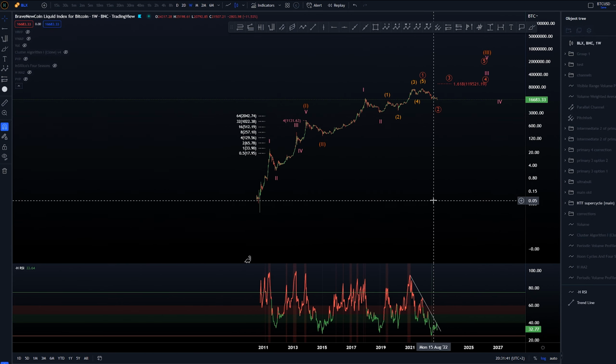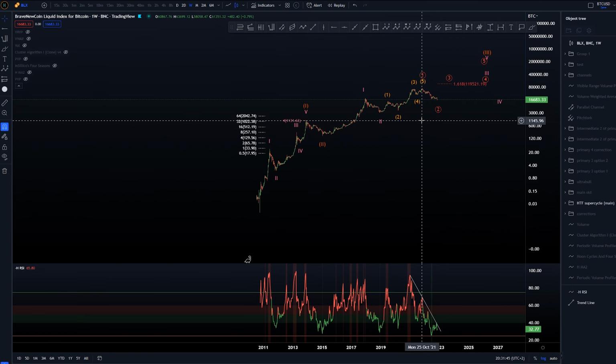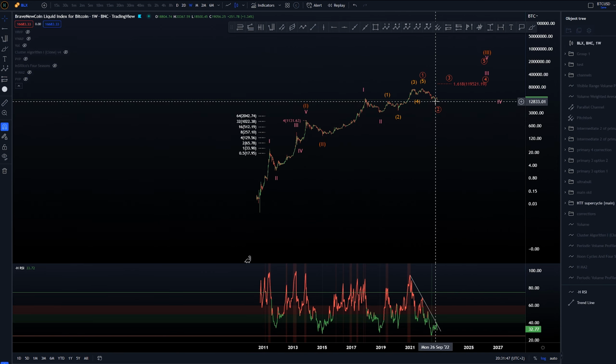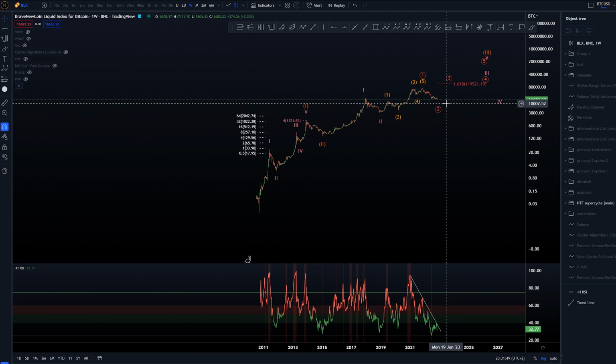But those are the 3 counts that I'm actually looking at. The main count still being this one that we went through and built while we were just looking at the price charts. But I hope that gave you some info and the expectations I have for Bitcoin. Again, those are very, very bullish.